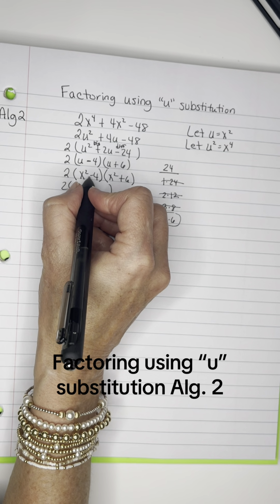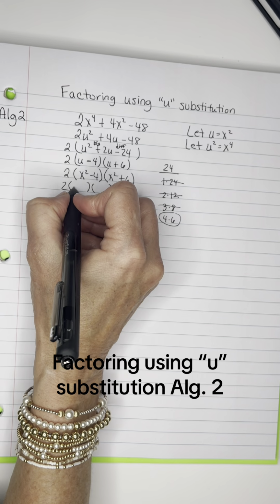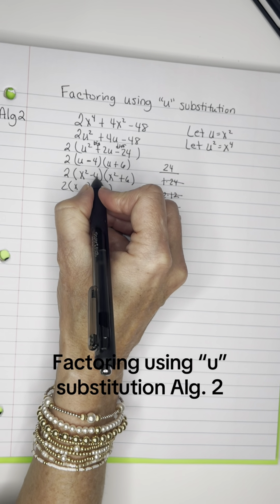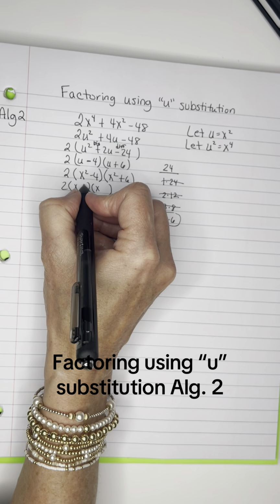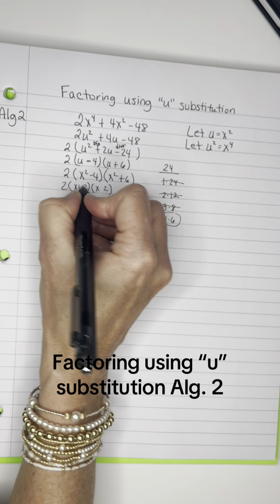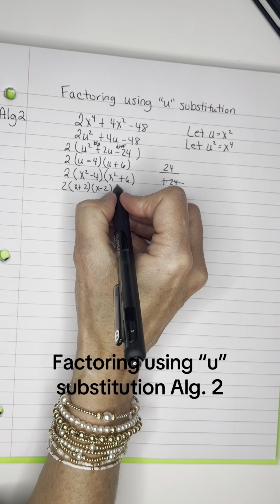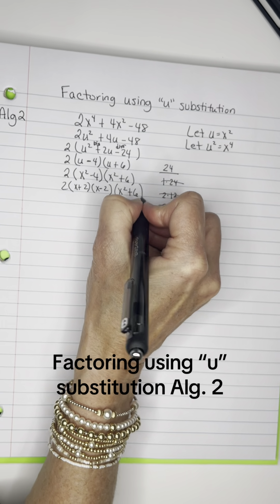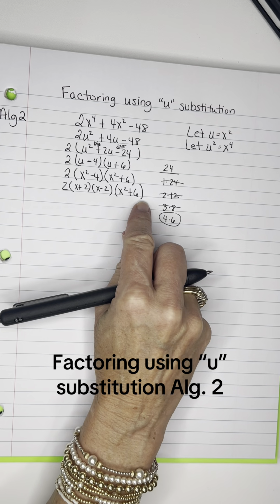If it's perfect squares, and this is minus, then the first terms would have to be x's, and the last terms would have to be the square root of 4, which is 2, and then one will be positive, one will be negative. And then we have x squared plus 6. So this is the factored form.